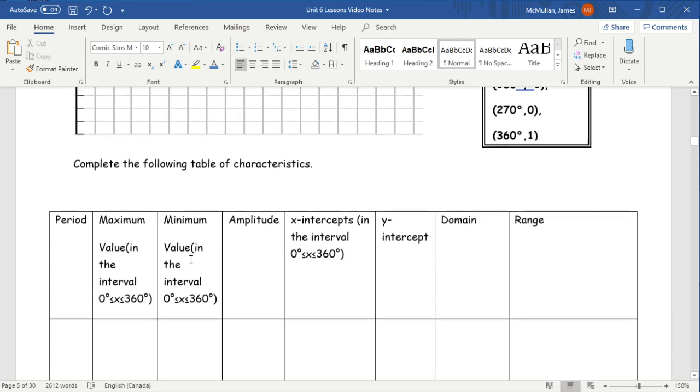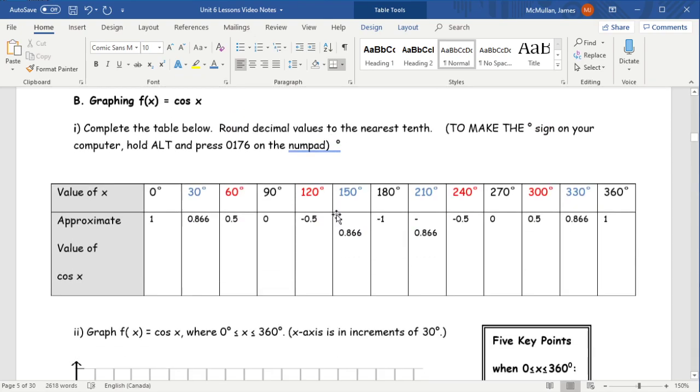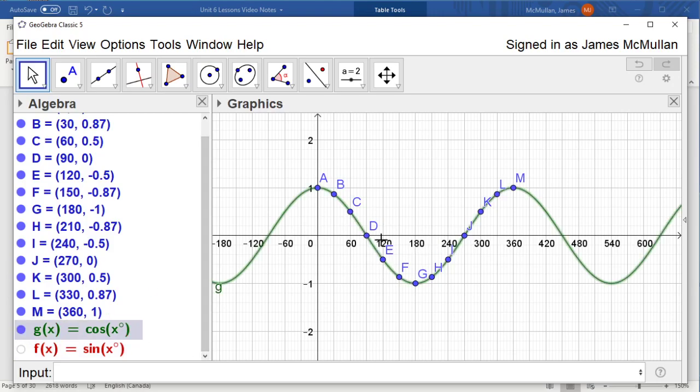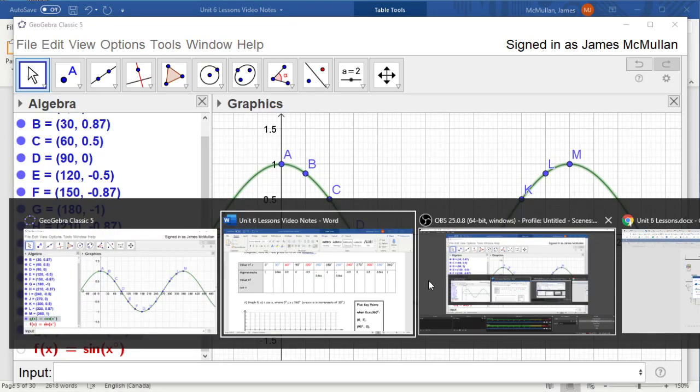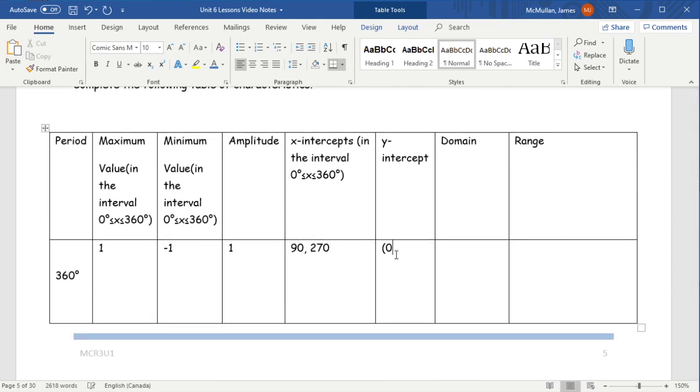So again, I'll let you draw that here. The period is still the same. It takes 360 to repeat. The maximum is 1. The minimum is -1. The amplitude is 1. The intercepts this time were at 90 and 270, right? Those were the two places where cos x went through the x-axis. So here at 90 and there at 270. It has a y-intercept of 0, 1.